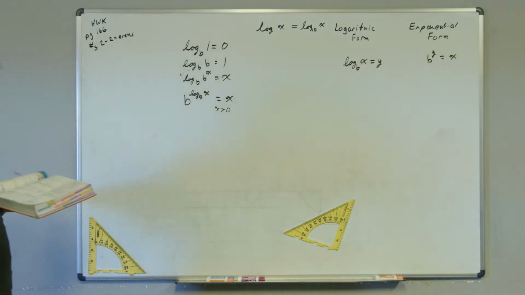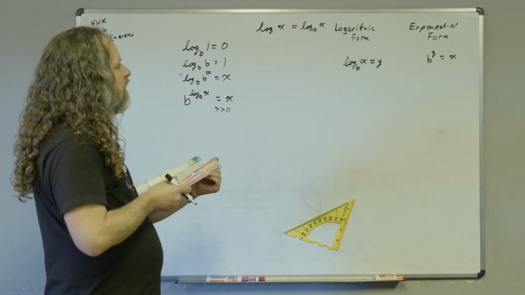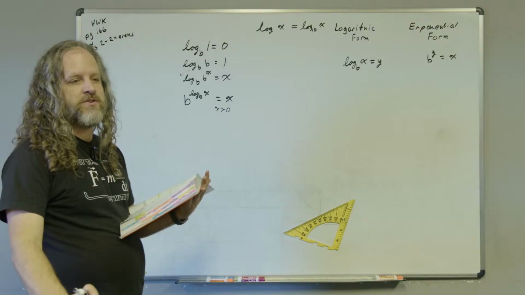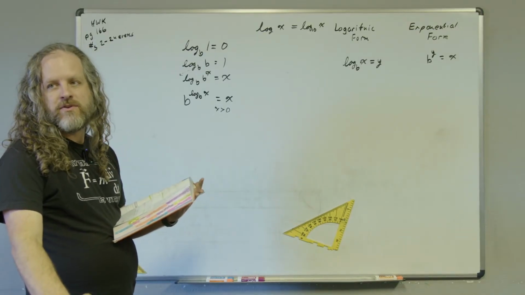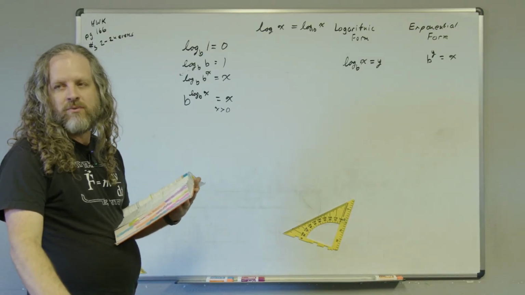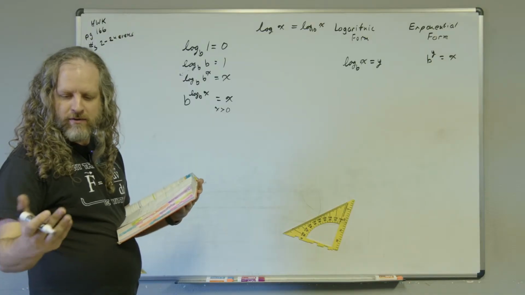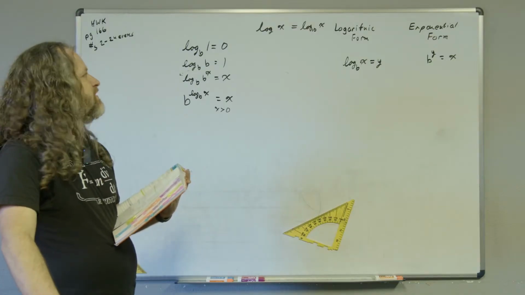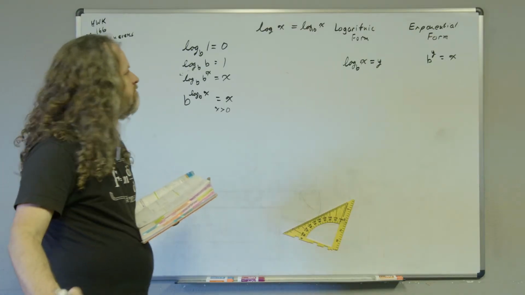Why is it base 10? Because we use the decimal system. Our math is based on base 10. Okay, so the generic one is base 10.